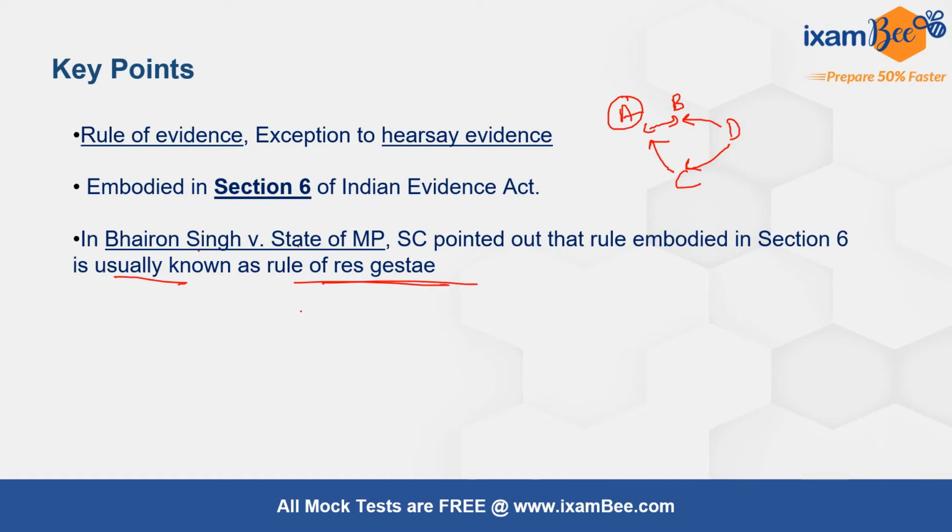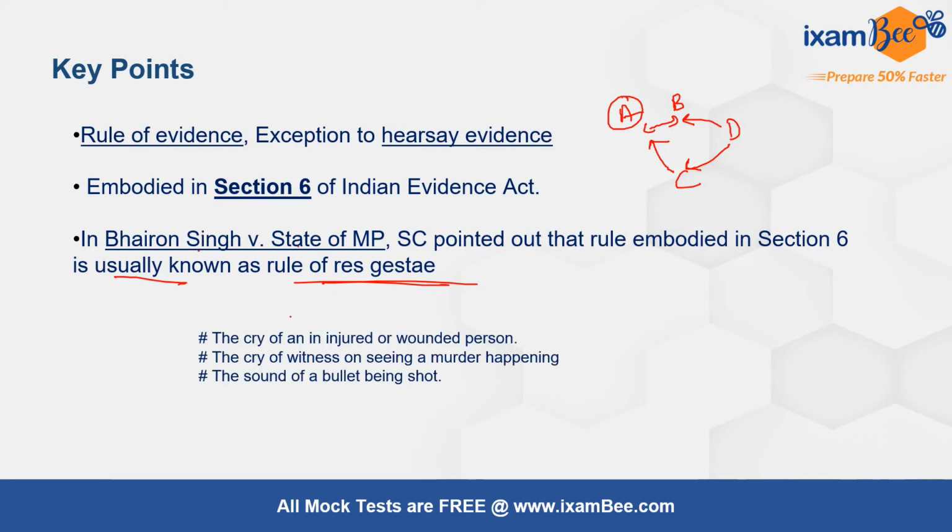Let's take some examples and understand क्या क्या res gestae में आ सकता है, क्या क्या same transaction का part बन सकता है. The first one is the cry of an injured person or wounded person. अब मान लो A ने B को stab किया है and B screamed out of that. या फिर A ने B को stab किया और B के बच्चे उस वक्त जो घर में थे, they started screaming, they started shouting. उनकी screams को जिसने सुना, he was not the person who was witnessing, but the screams formed the part of the same transaction.